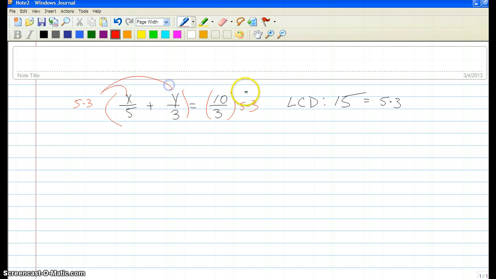We distribute it, so we're left with 5 times 3 over 1 times x over 5 plus 5 times 3 over 1 times y over 3 equals 5 times 3 over 1 times 10 over 3. Now that's a lot of extra steps that you probably wouldn't show, but I'm doing that to emphasize what we're doing today in class. Notice those two factors are going to cancel out, and we're left with 3x.